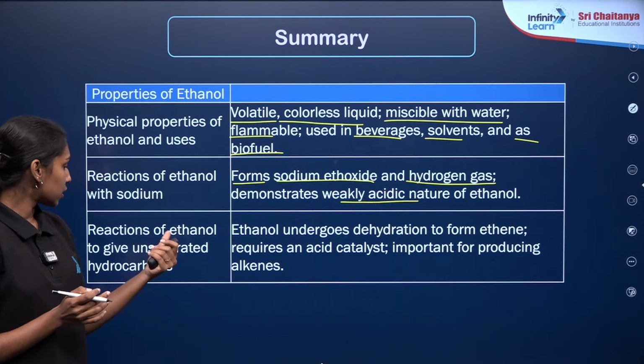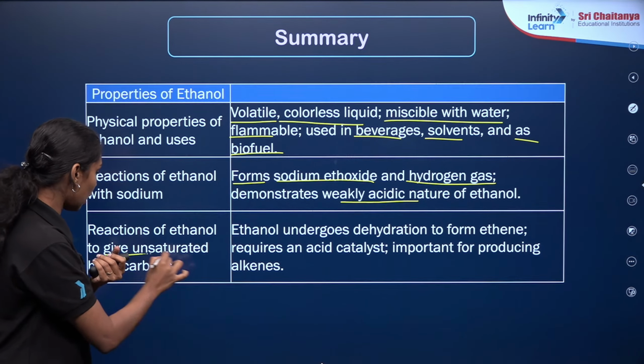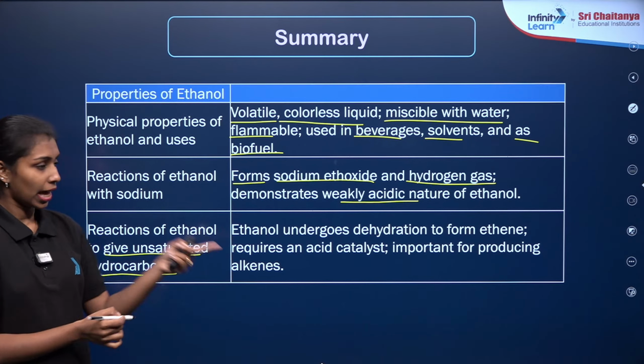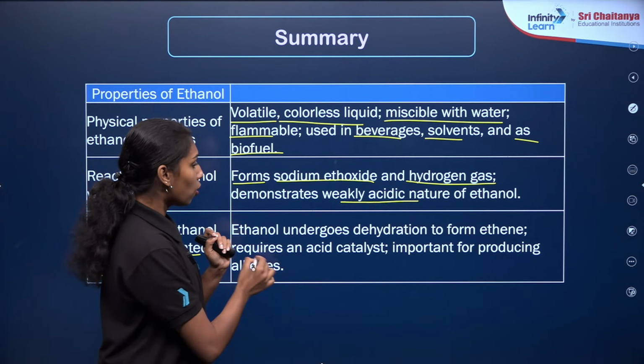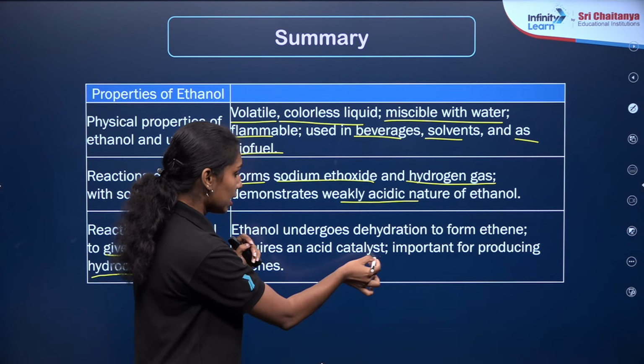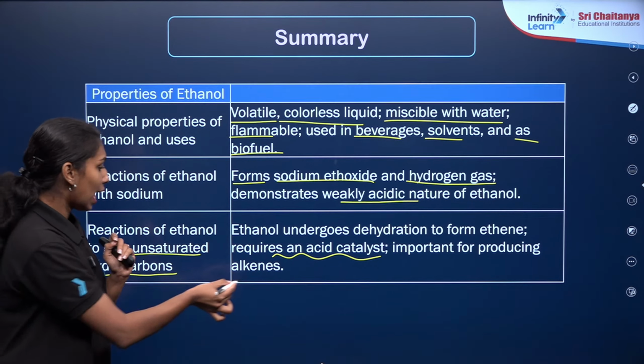Then the last one, the dehydration of ethanol to give unsaturated hydrocarbons. We have seen the last reaction. If you are treating it with hot concentrated sulfuric acid, it will form the corresponding compound, the alkene.